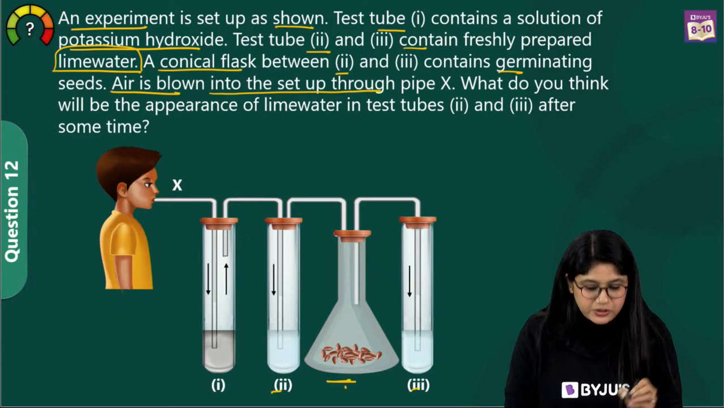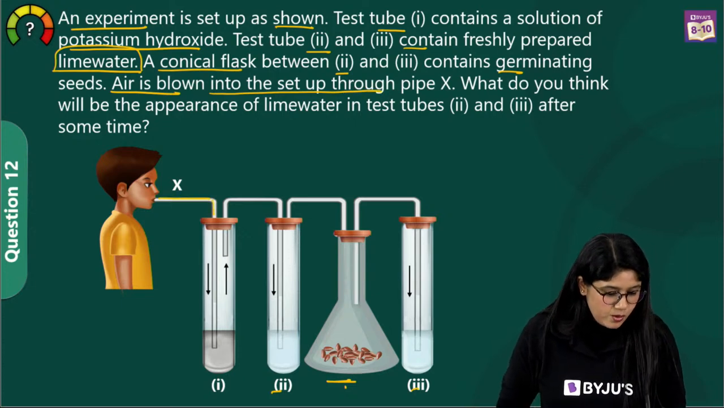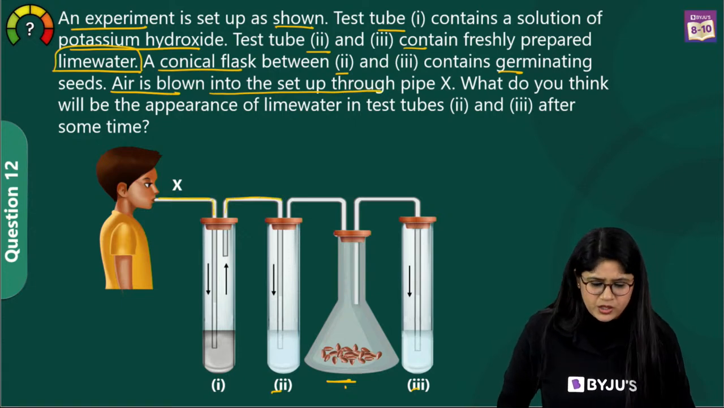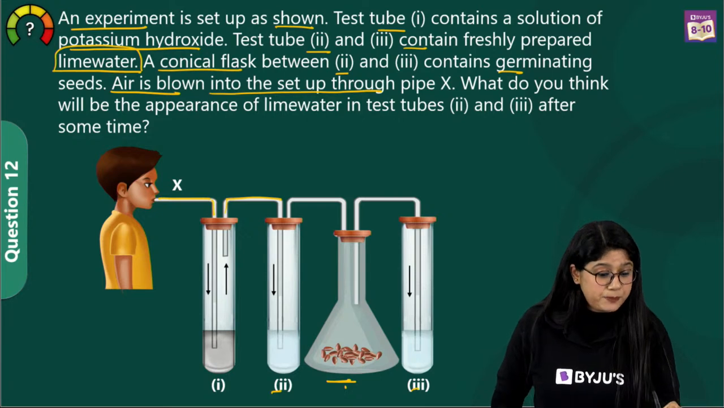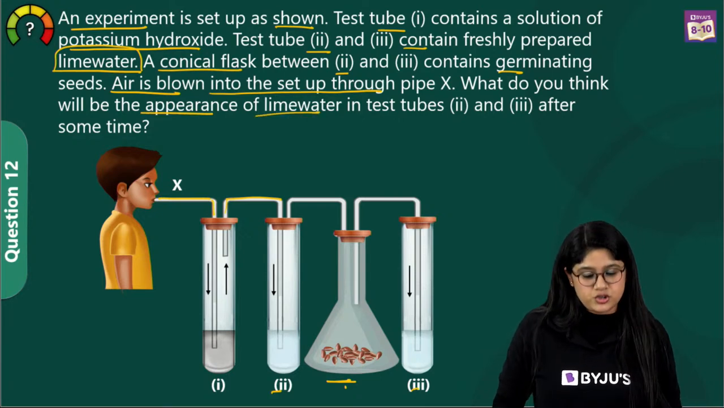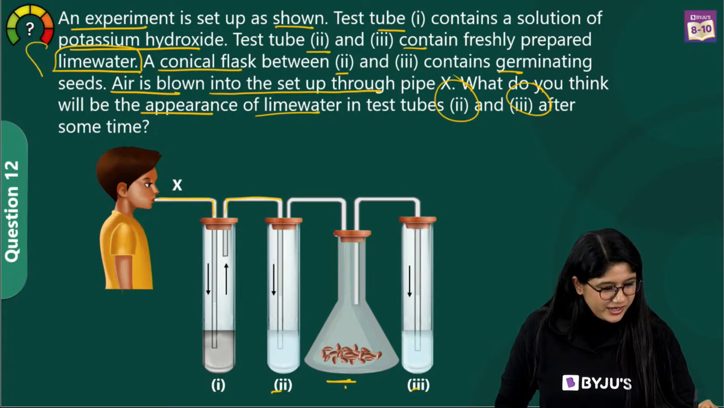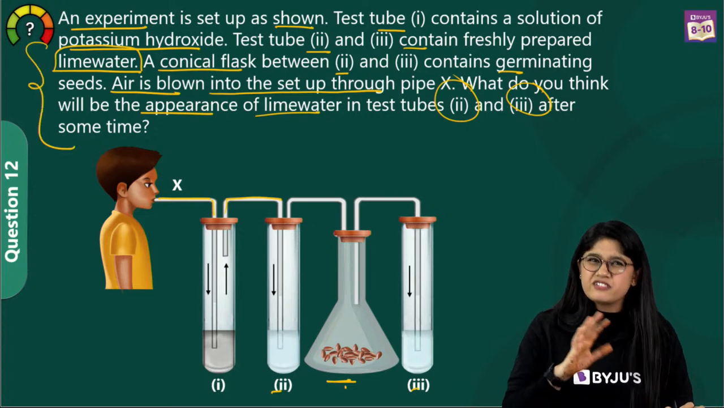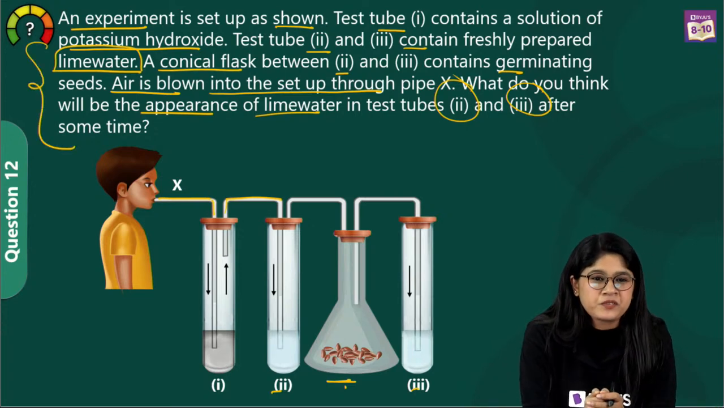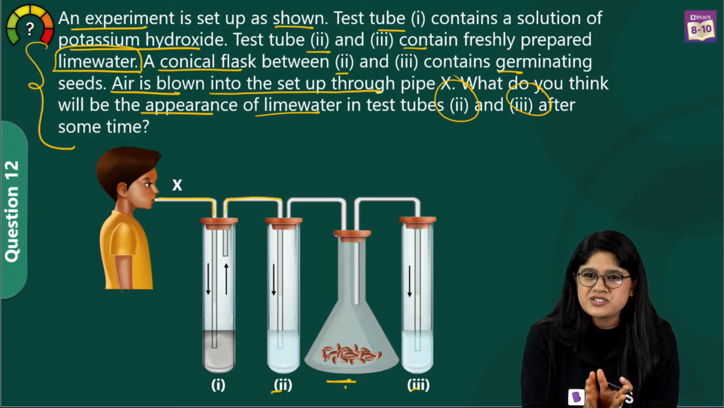We have this particular setup and we have this X, which is a pipe which has been set up in this way. What do you think will be the appearance of the lime water in test tubes 2 and 3? It's a very easy question. But over here, if you look at all these statements, we might get confused why all of this is happening, right? But these questions are really very easy.